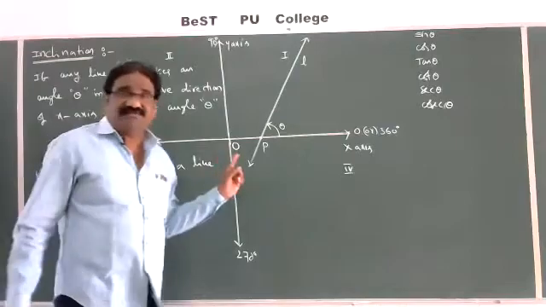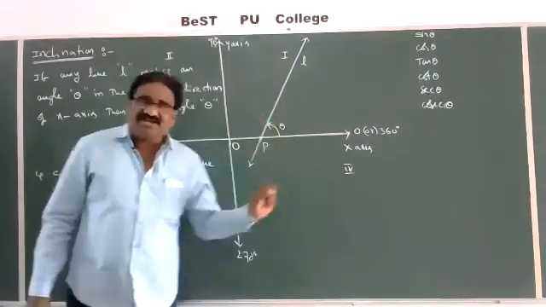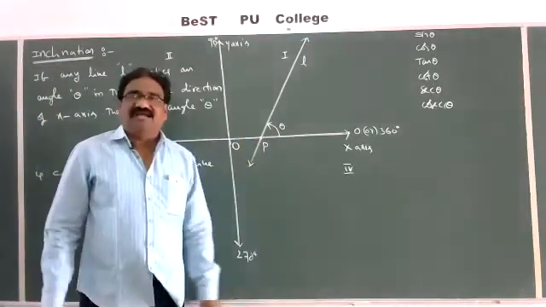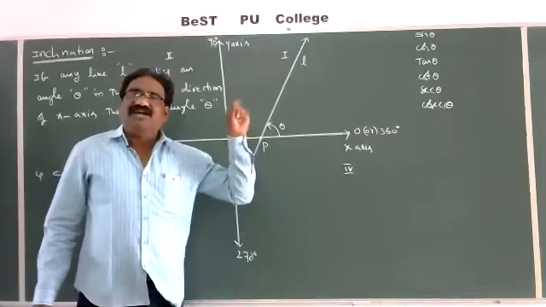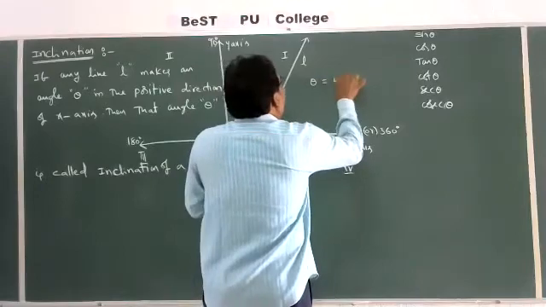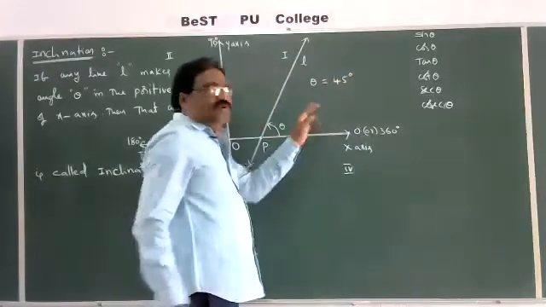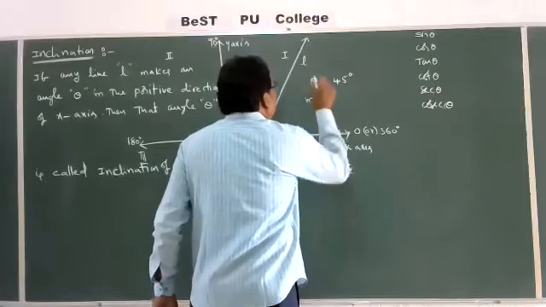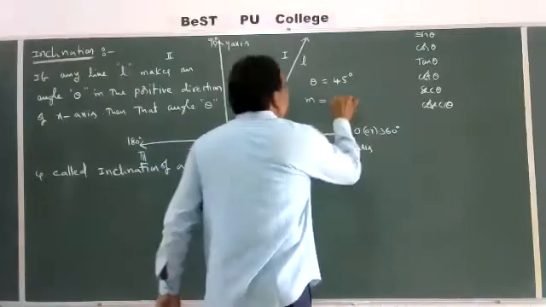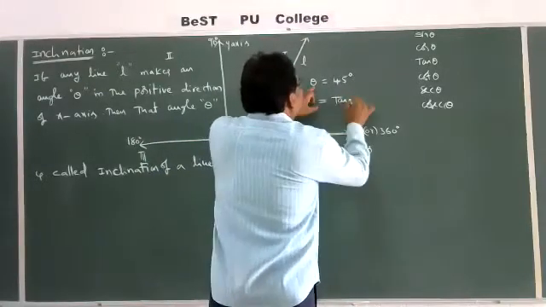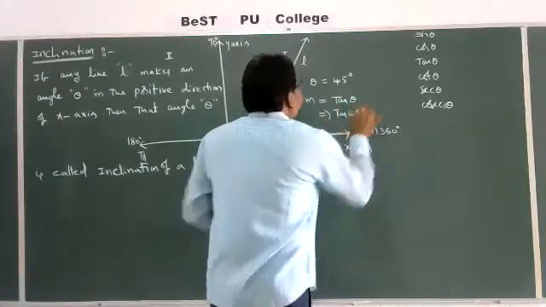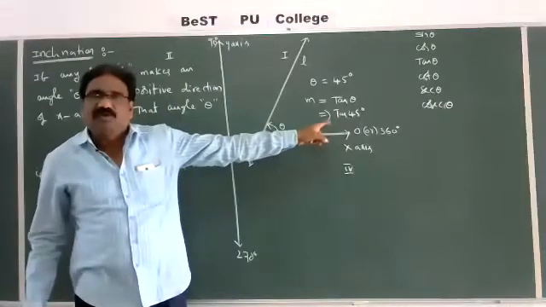So here what I am saying, theta is the inclination of any line. Then the tangent of the inclination of a line, for example, here theta is equal to 45 degrees, is given. Slope of a line is represented by the letter small m. Slope of a line L, small m, is equal to tan theta. Here theta is 45 degrees, so tan 45 degrees. This is called slope of a line.